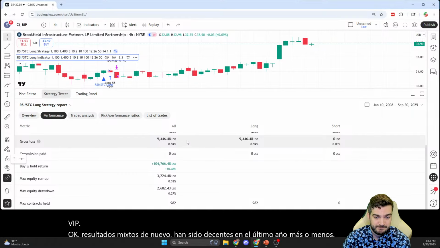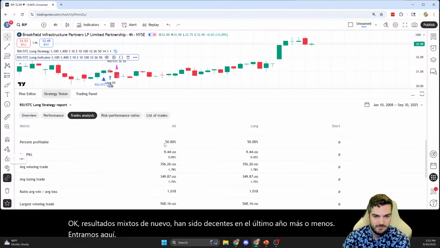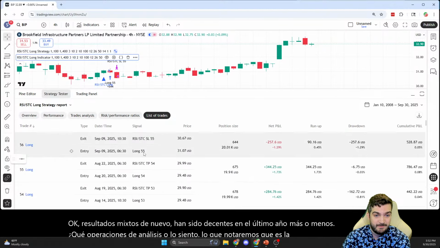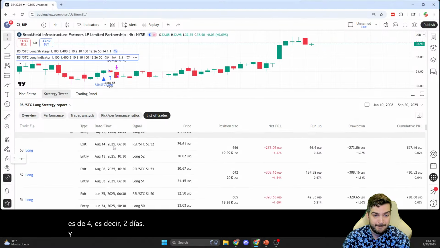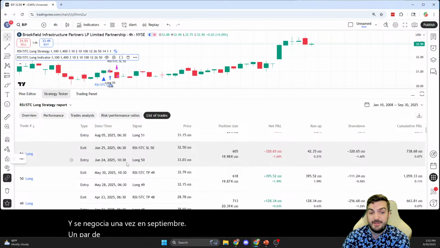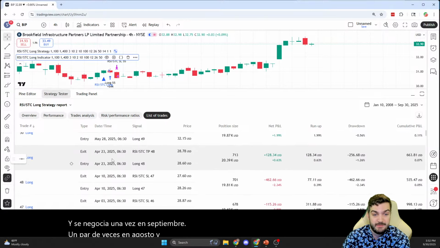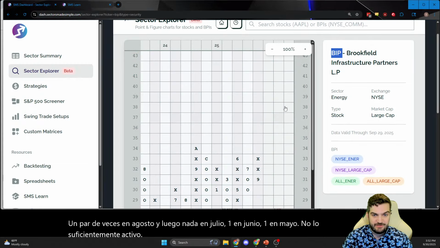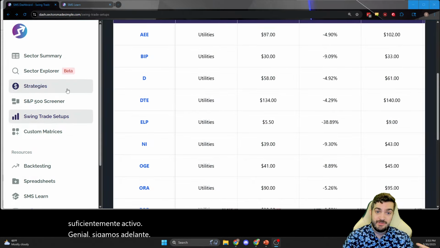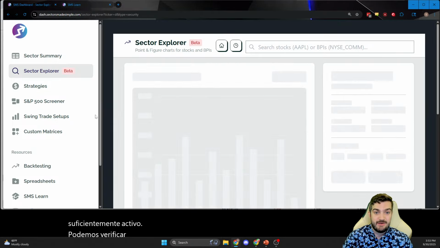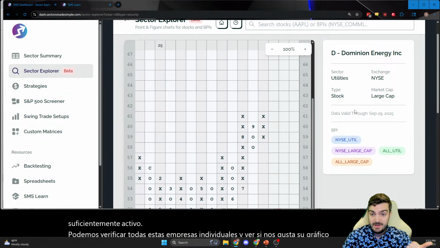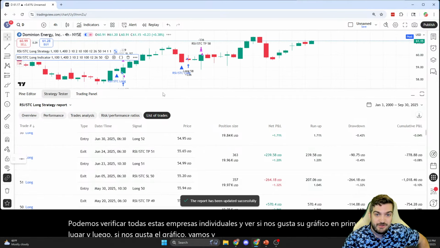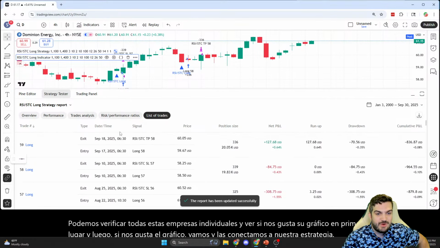We go in here, trades analysis. What we'll notice, the average hold is 4, so 2 days. And it's traded once in September, a couple times in August, and then nothing in July. 1 in June, 1 in May. Not really active enough. Cool. Let's keep going. We can check all of these individual companies and see if we like their chart in the first place. And then if we like the chart, we go and plug them in to our strategy, and we see, does the strategy make sense?